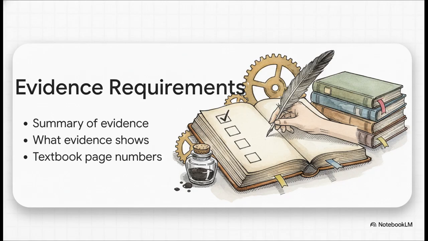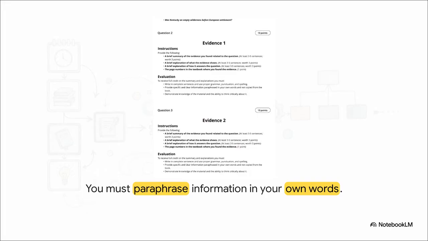I can't stress this enough. Answer all parts of the prompt to maximize your score. And to actually earn those points, you have to demonstrate critical thinking by explaining how the evidence connects back to the question entirely in your own words. You cannot just copy and paste text from the book. Doing that just proves you know how to highlight text. It doesn't prove you know how to analyze it. You need to paraphrase clear information, use complete sentences with proper grammar, and truly unpack the historical significance of what you just read.